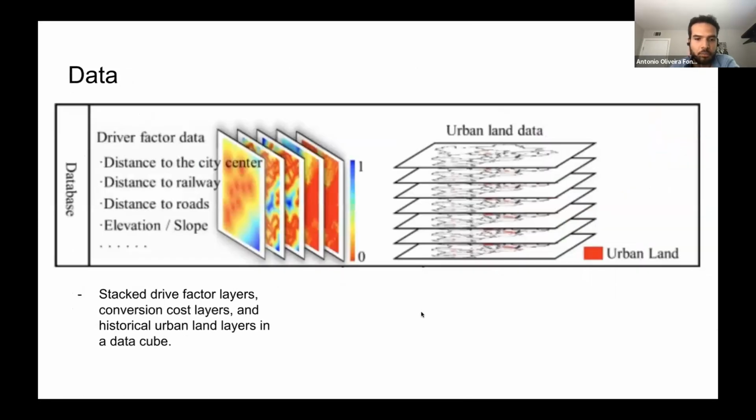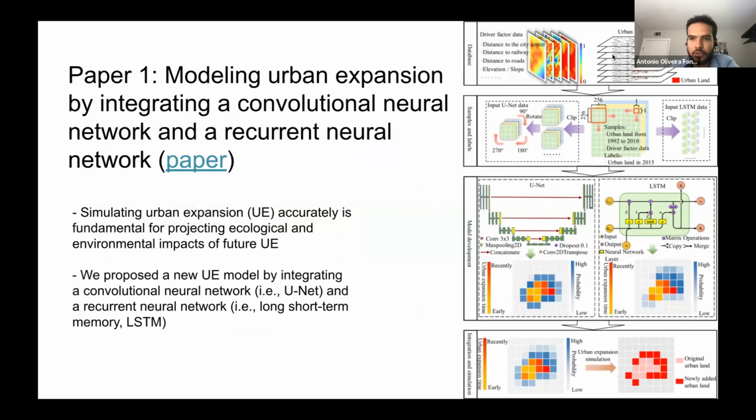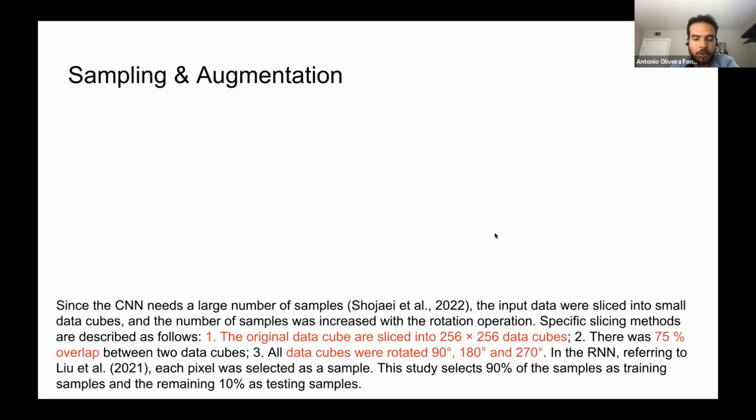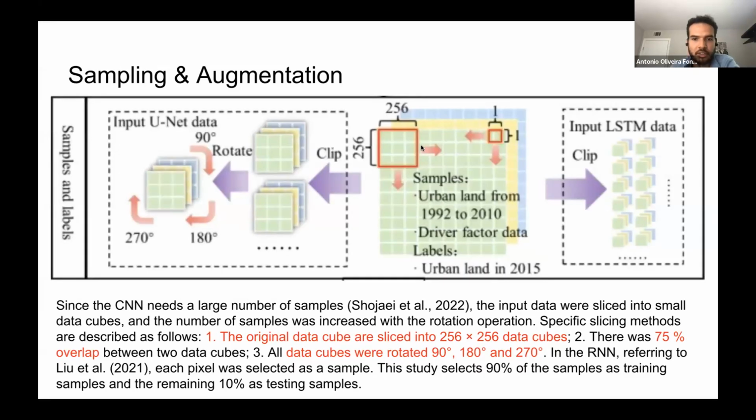So for that, let's break it down into these individual panels. I think the first one, Oliver already explained pretty well. That's this stack of the driver factors and the urban land. So I'm going to skip that. He already explained this idea of breaking the data into smaller cubes. Essentially, this data has information of the whole area, so it has a bunch of locations over that.